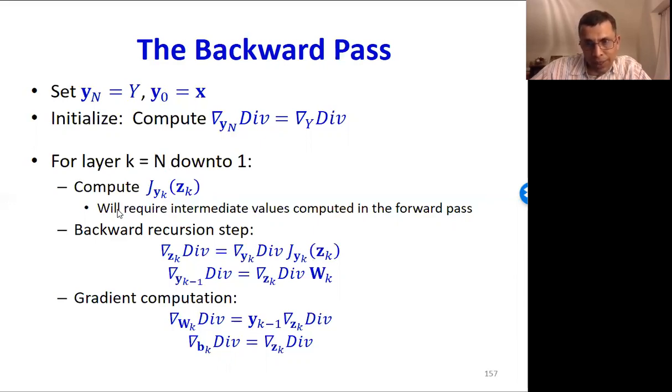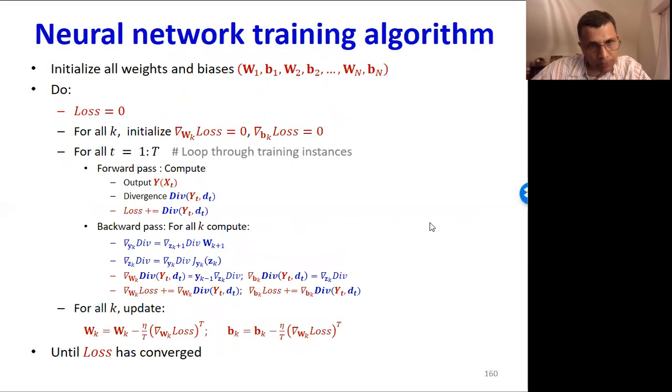Then you go back through the layers, and in each layer you first compute the derivative of the divergence with respect to the affine values by right multiplying the derivative of the divergence with respect to the y values by the Jacobian of the activation, and then go back and compute the derivative of the divergence with respect to the previous layer outputs by right multiplying this derivative by the weight matrix. Along the way, we can also compute the derivatives for the weight matrix and the bias vector itself using the formula that we just saw.